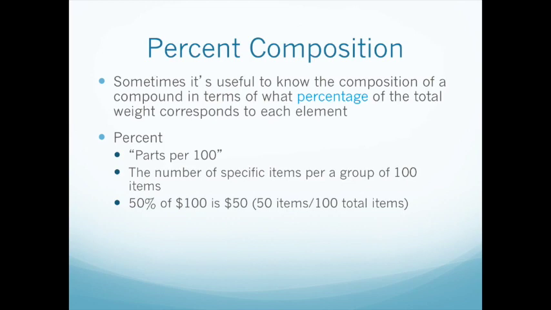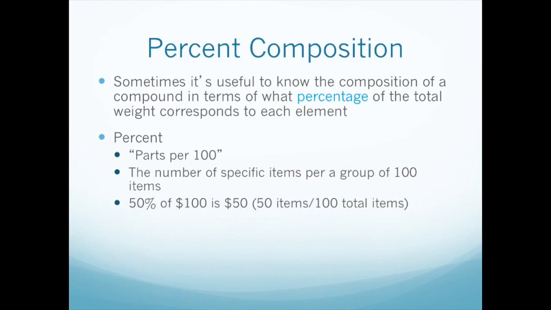Now, there's this other useful concept called percent composition. Sometimes it's useful to know the composition of a compound in terms of what percentage of the total weight corresponds to each element, because you might only be able to determine the weight percent because of various experimental limitations, but you'd still like to be able to know some information. So percent is more generally parts per 100. So it's just whatever quantity divided by 100, or rather setting 100 as the total.